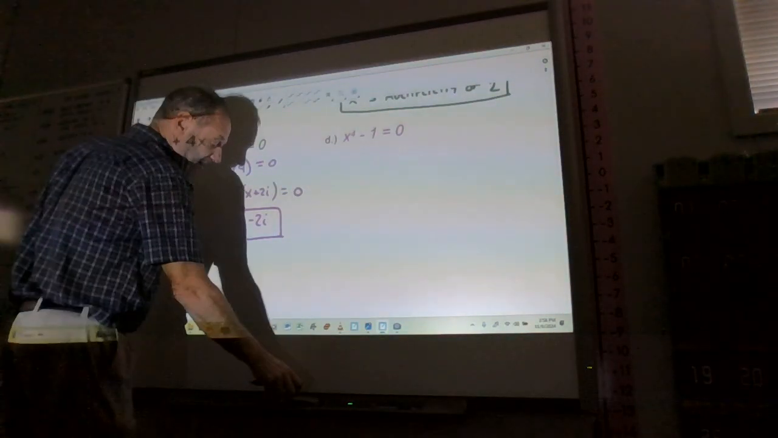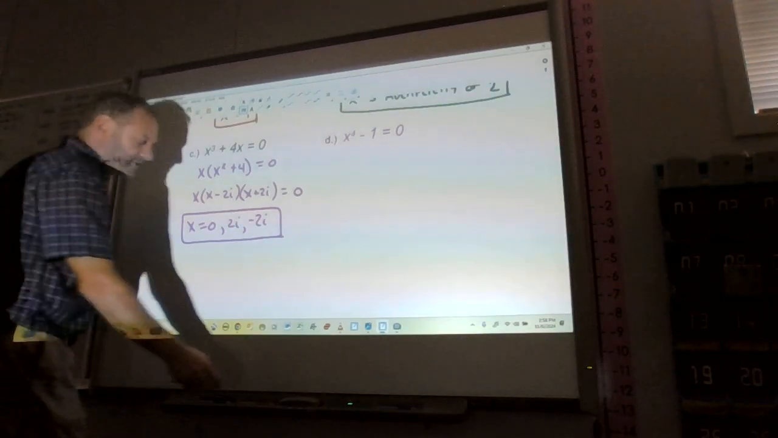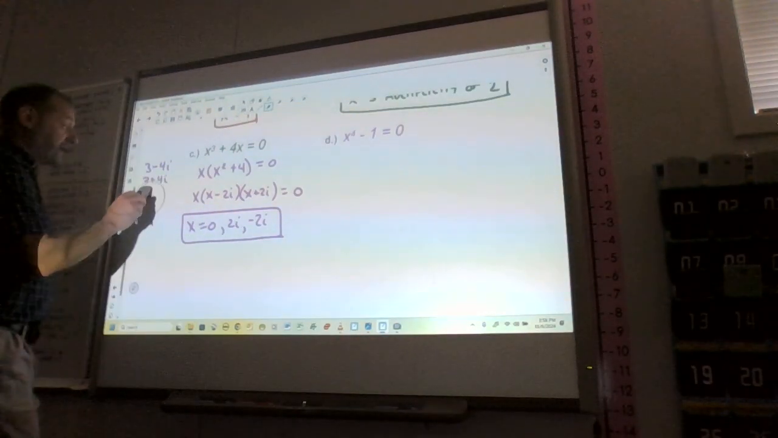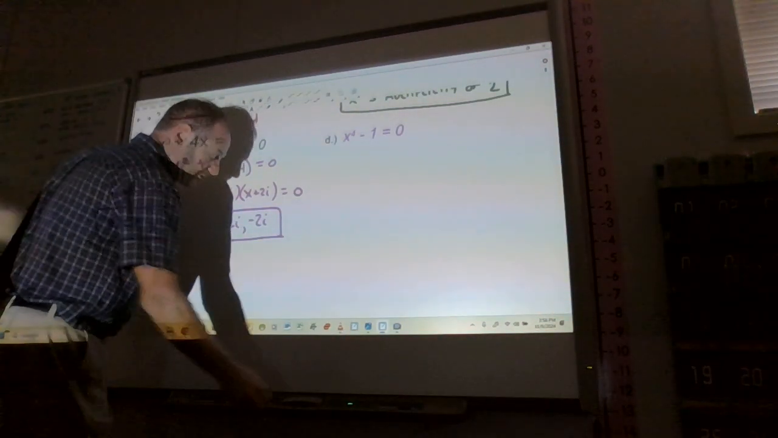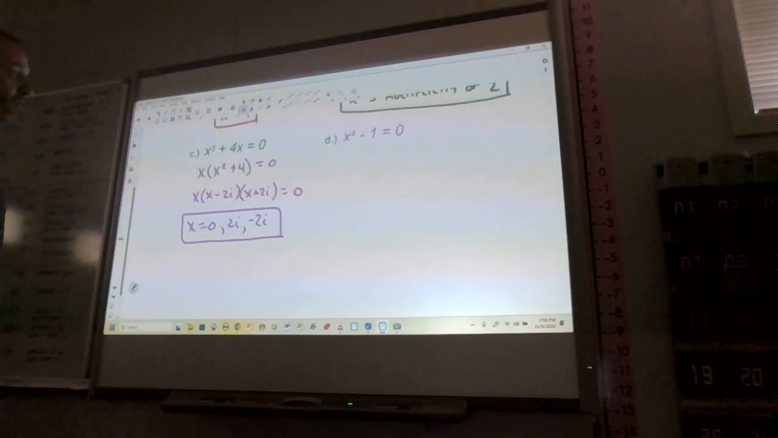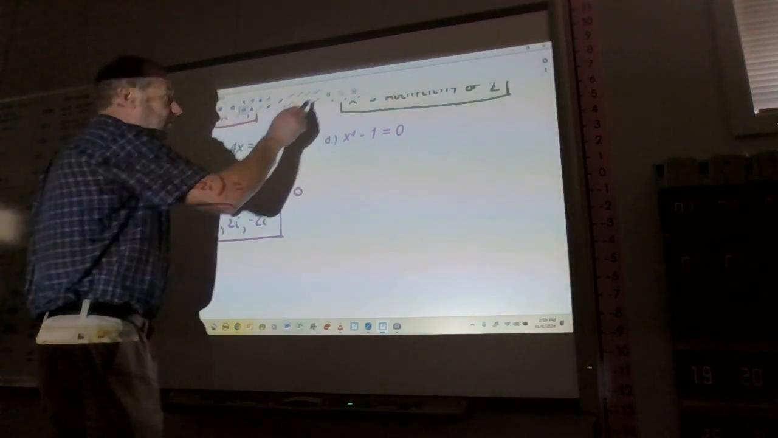Now you don't have to have imaginary solutions, but a lot of times you do, so just remember, they come in pairs. If you've got 1, you've got more than 1, okay?